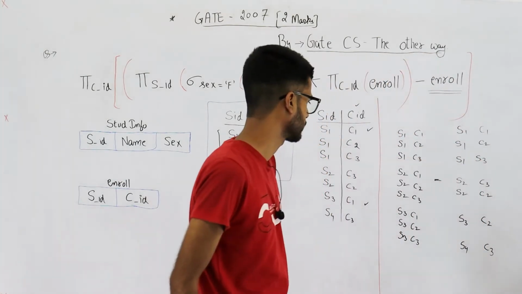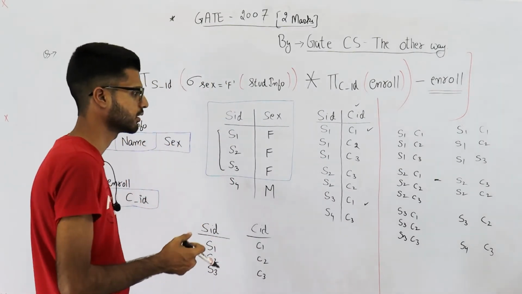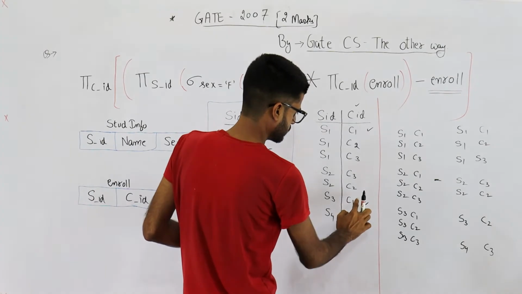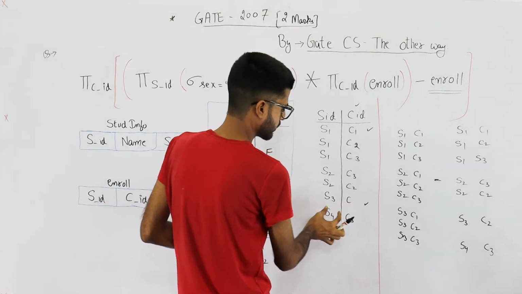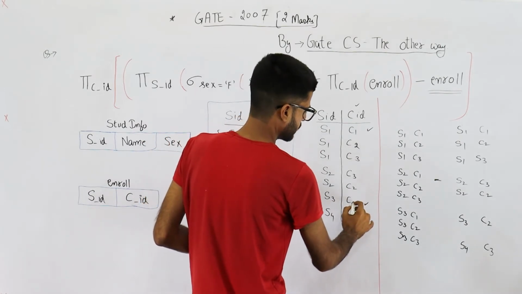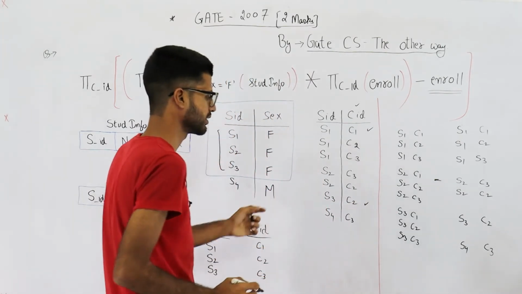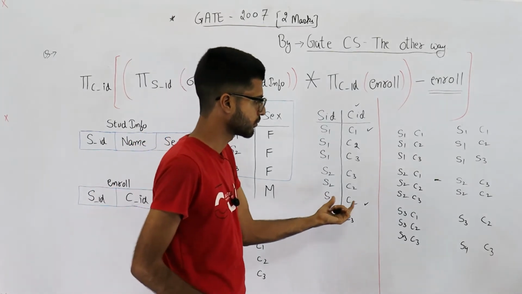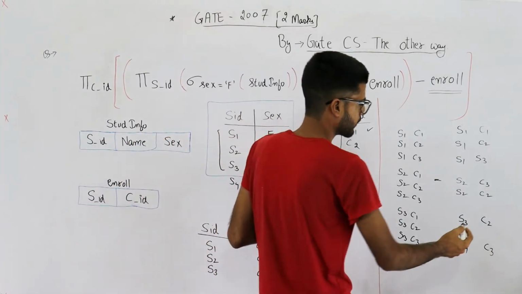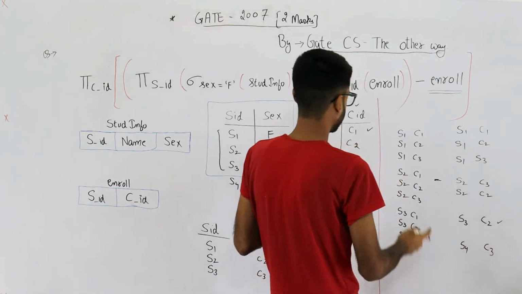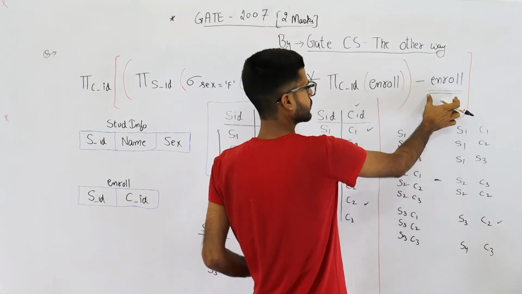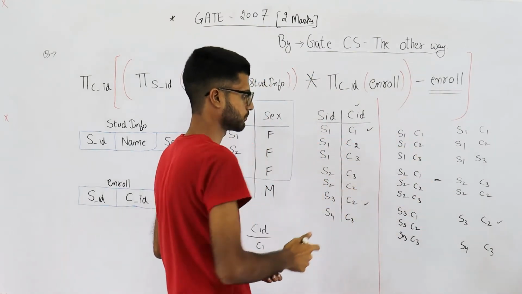Okay, I've noticed just one little mistake. Not a mistake, actually. You just assume that this girl S3 has enrolled for a course C2 instead of C1. She has enrolled for C2. Similarly, just make that correction here also. It's C2 here as well. Actually, this table is copied as it is here, because we need to subtract enroll from this one. Okay.